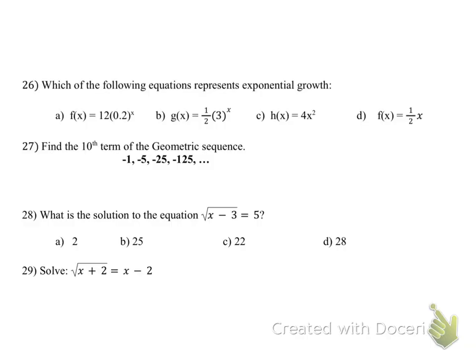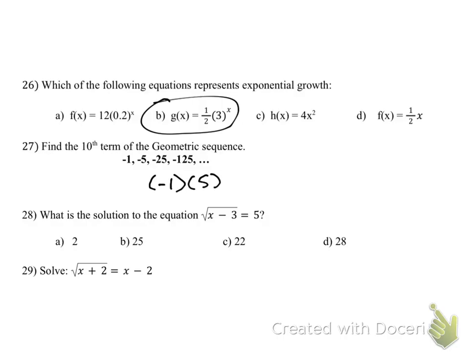26, exponential growth. We're looking at b there. Can't be c. C is a parabola. D is linear. Has to be a or b. And then since b is 3 on answer b, that tells me it's growth.